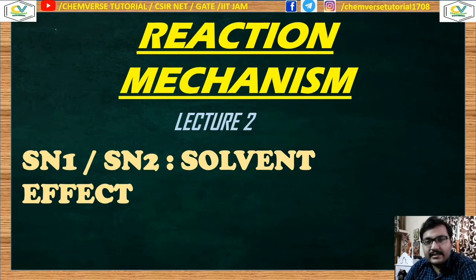We had already seen that 3-degree alkyl halides are susceptible to the SN1 mechanism and 1-degree alkyl halides are a better choice for the SN2 mechanism. And the 2-degree alkyl halide is one kind of borderline.